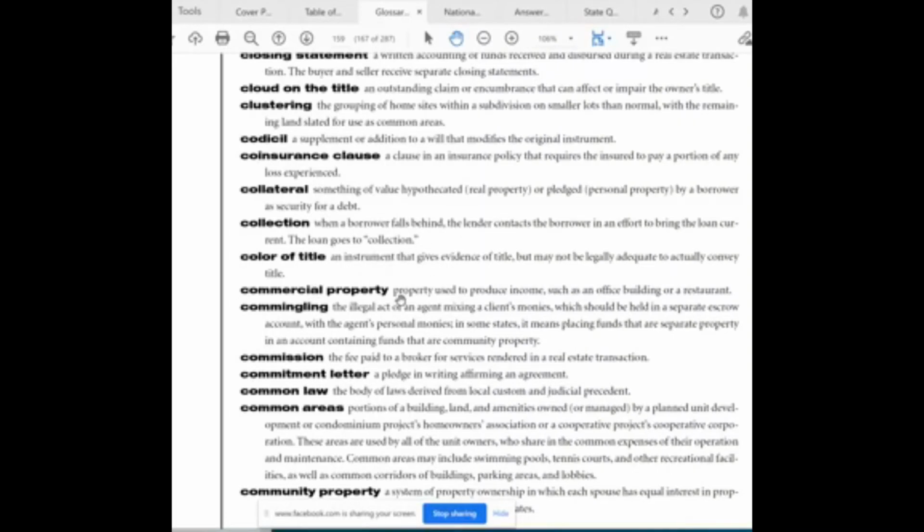I've never experienced using the color of title. That would probably be because it's not legally adequate to actually convey. So in my days of investing or dealing with buyers and sellers, I've not dealt with that instrument.